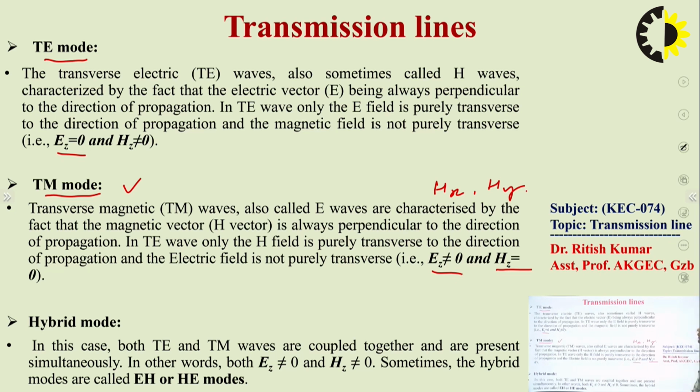By definition, we can say Hz should always be equal to 0, while Ez is not equal to 0. In the case of hybrid mode, also known as HEM mode, both TE and TM waves are coupled together and present simultaneously. In other words, Ez is not equal to 0 and Hz is not equal to 0. Sometimes we call this mode EH and HE mode, hybrid electric and magnetic mode as well.